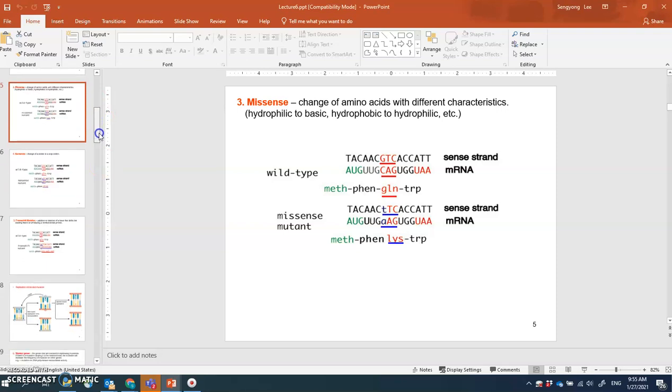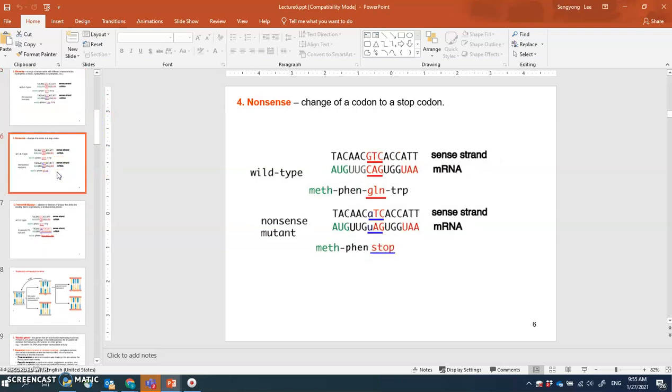Missense mutation. Okay. And then finally, there is something called nonsense mutation. Nonsense mutation may be another drastic change. What it does is, the DNA sequence changes from GTC to ATC, so from G to A. And if you look at the codon sequence on your mRNA, it's CAG versus UAG. CAG is glutamine, but UAG is what? It's one of the three stop codons.